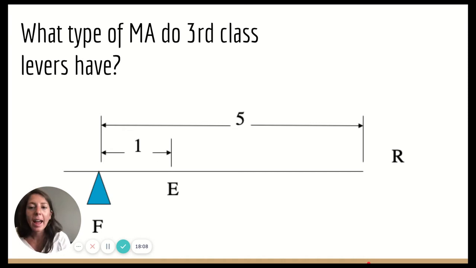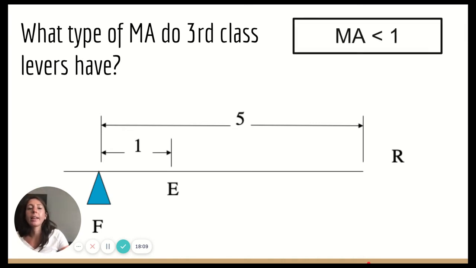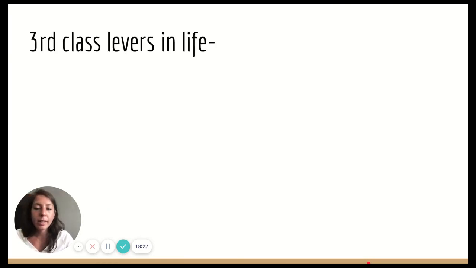So it does not have a mechanical advantage. It's less than 1. So make sure you write that down. Poor mechanical advantage. It's something that's going to always be less than 1. Only first class levers can go either way. But with third class levers and second, that's not the case. Third class levers always have a mechanical disadvantage. So let's look at some third class levers in life.